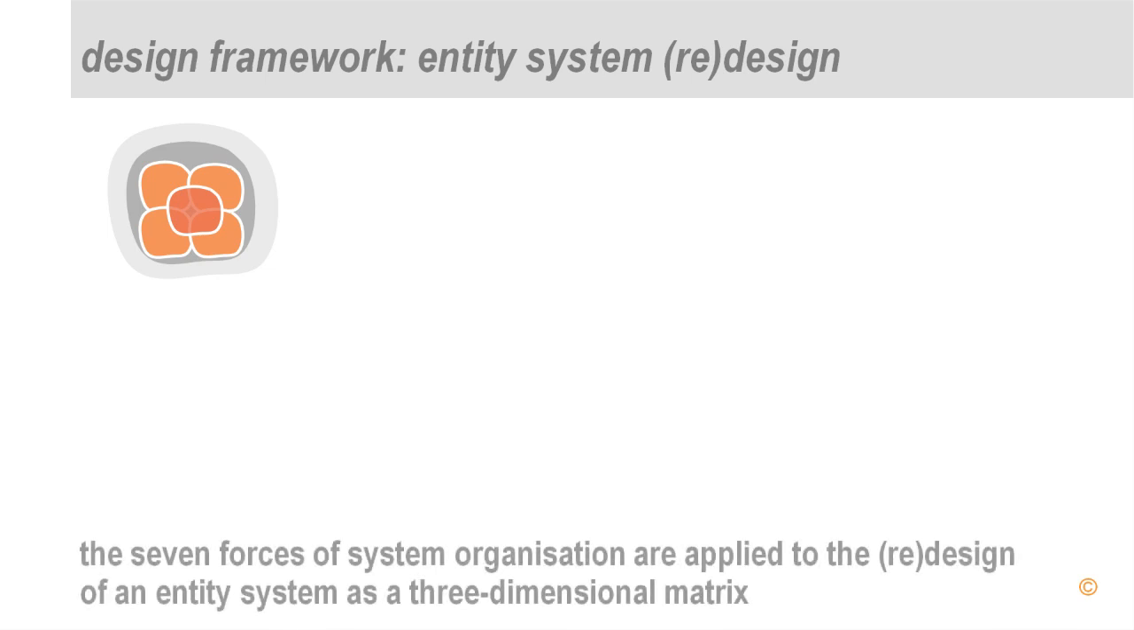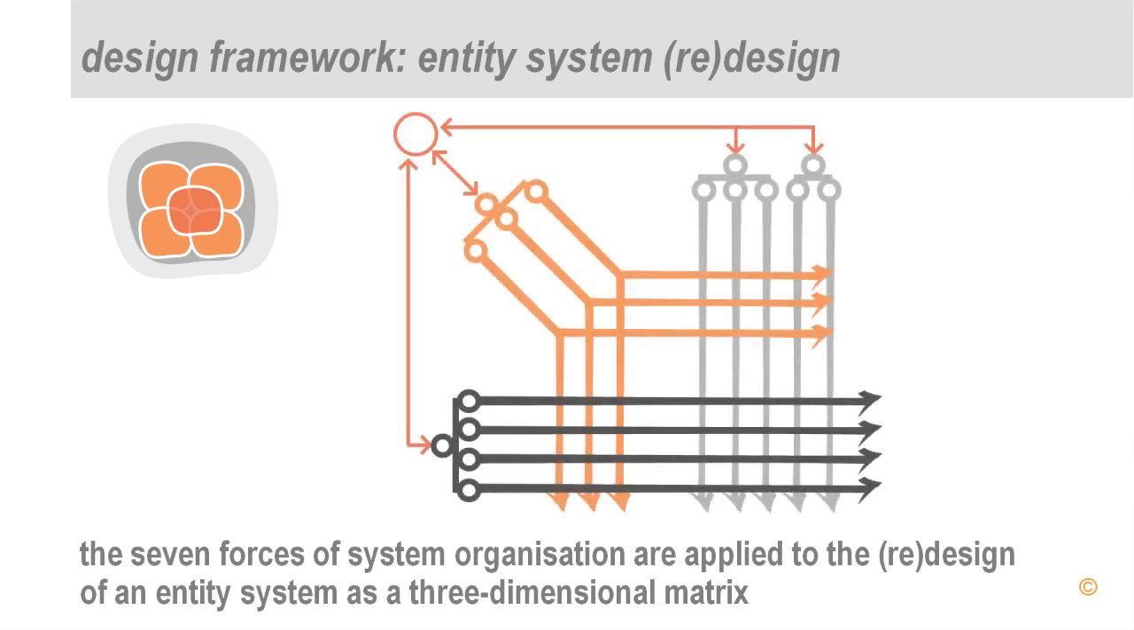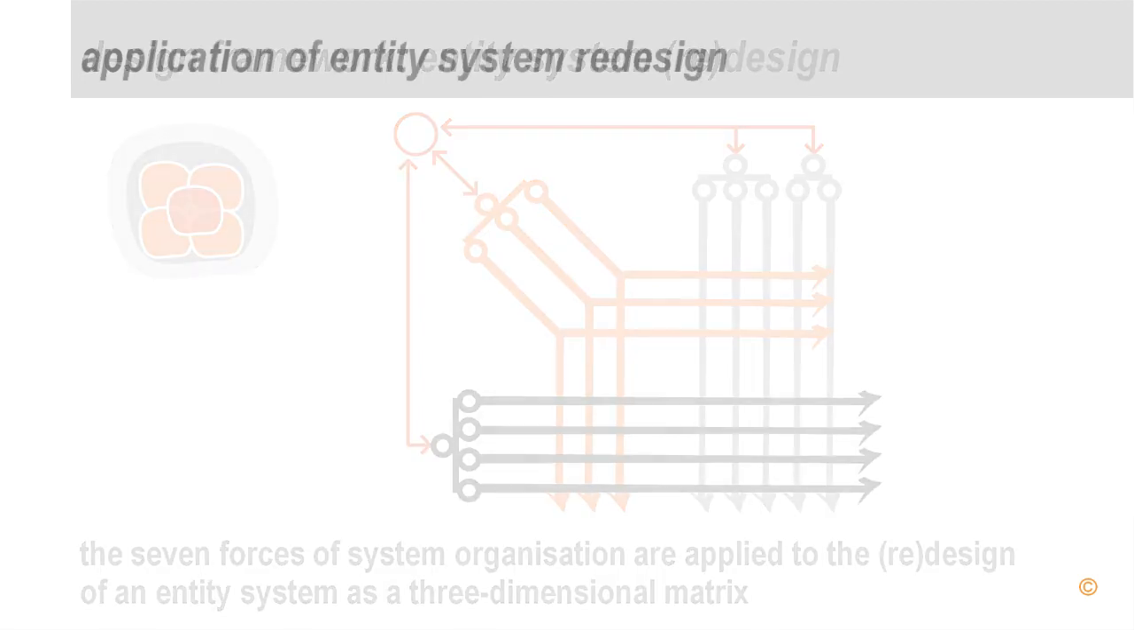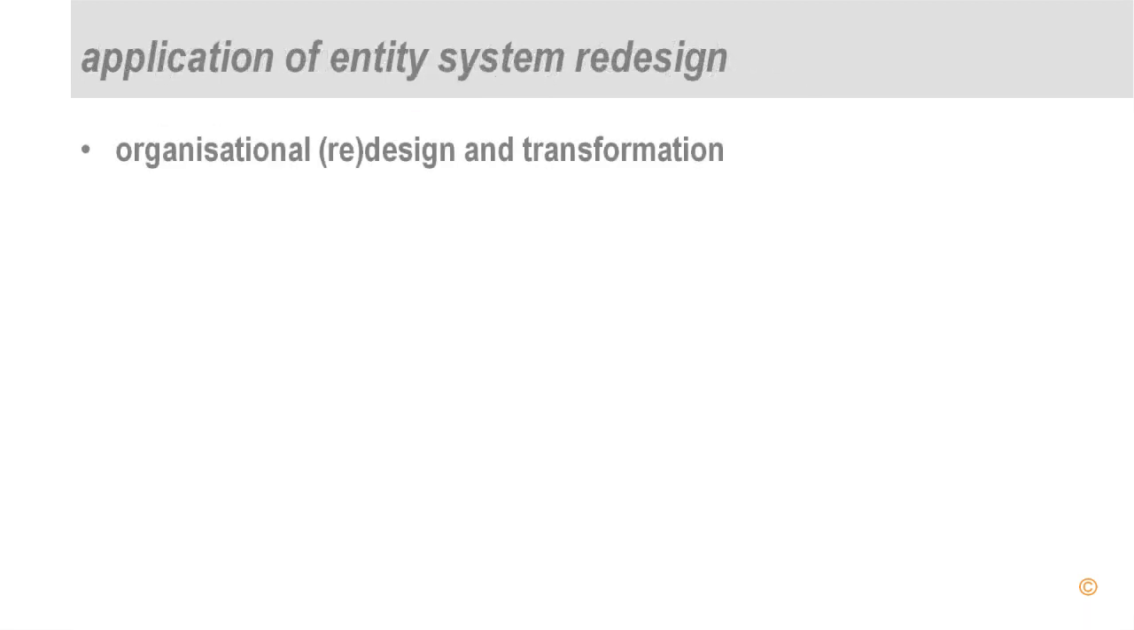Again, we apply the 7 forces of system organization to an entity system, because the generic structure of an entity system is a 3-dimensional matrix. We apply the 7 forces to that matrix. Where is the particular framework applied?